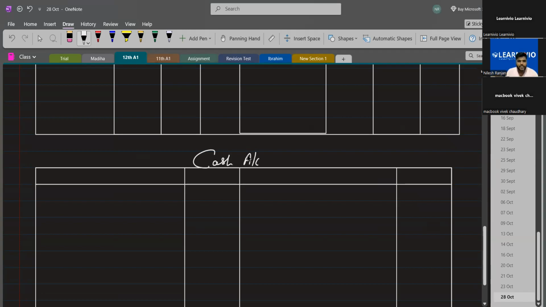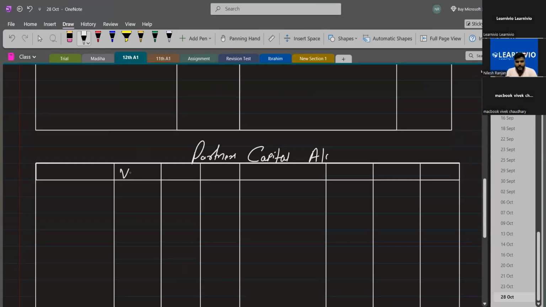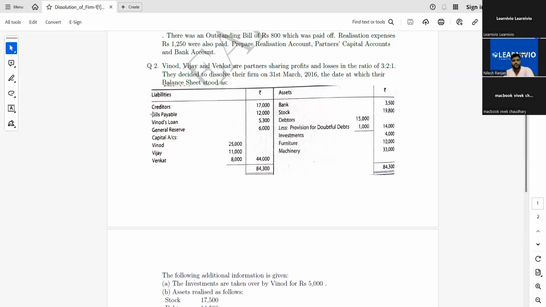Partners names are Vinod, Vijay, and Venkat. So Vinod, Vijay, and Venkat. Okay, first of all, creditors, bills payable, Vinod loan.